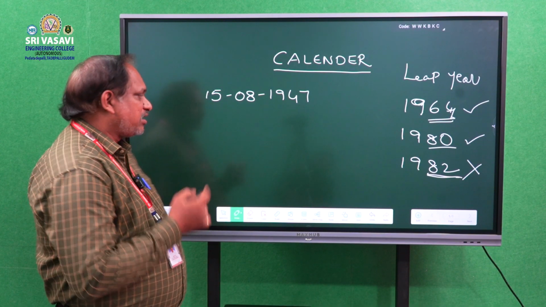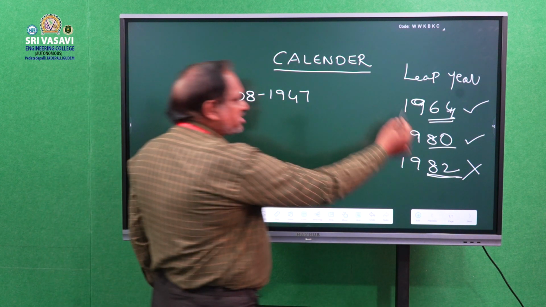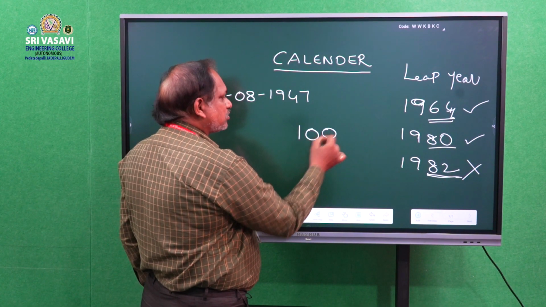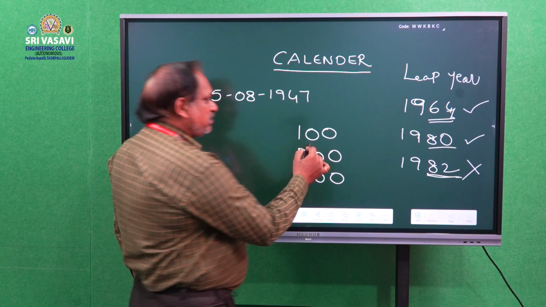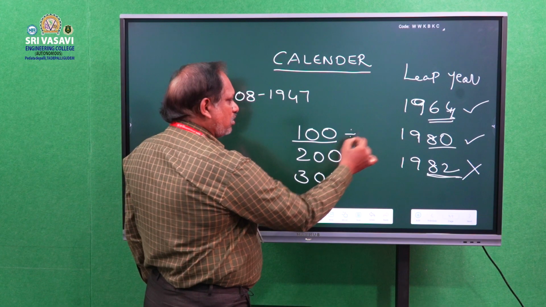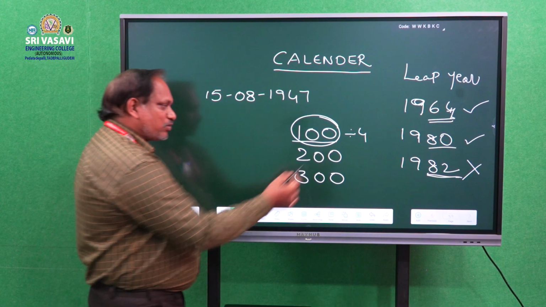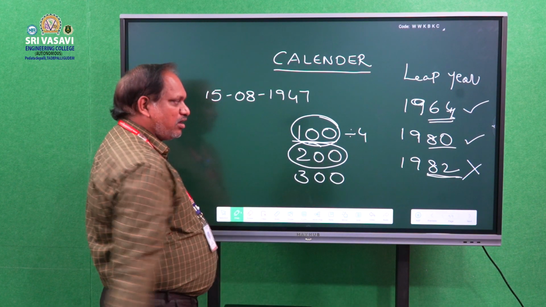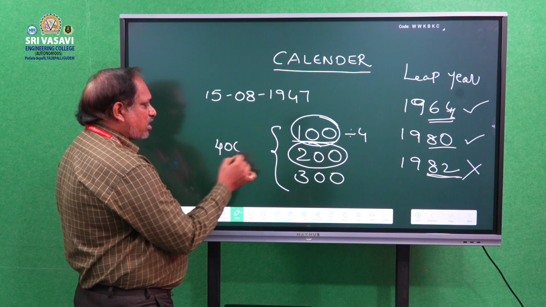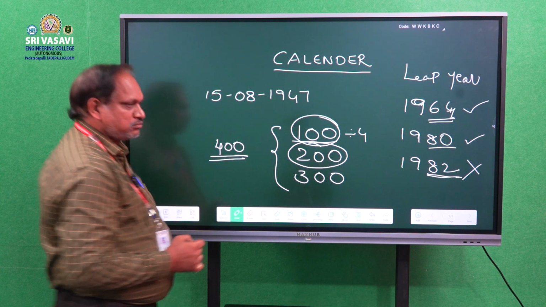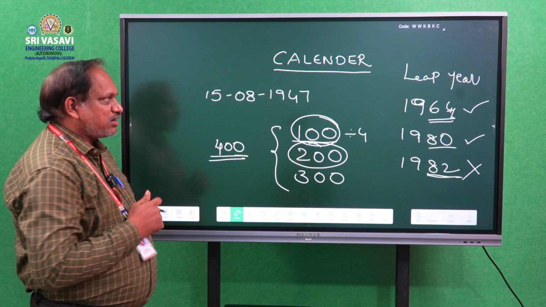But there is a condition for identifying leap years among centuries, the numbers ending with two zeros: 100, 200, 300 and so on. These numbers are exactly divisible by 4, but 100 is not a leap year. Similarly, 200 is divisible by 4, but it is not a leap year. For centuries, when a century is divisible by 400, then it is called a leap year. So this is the identification of leap years.